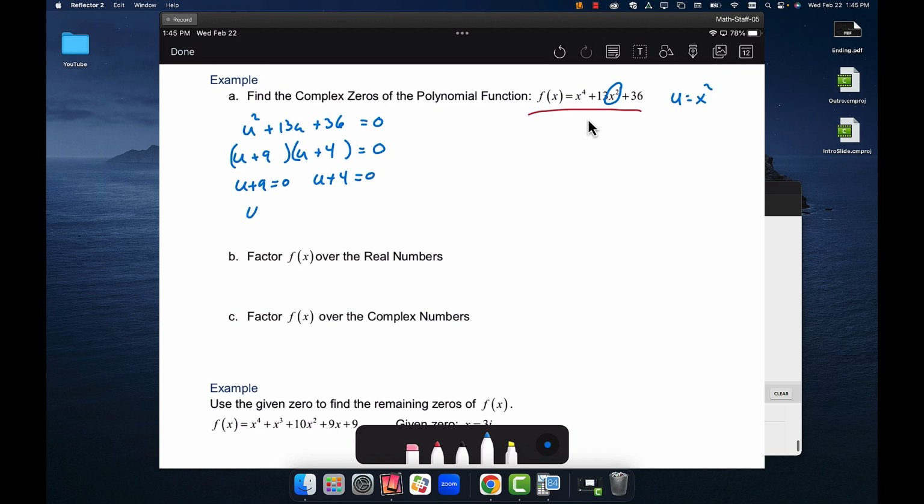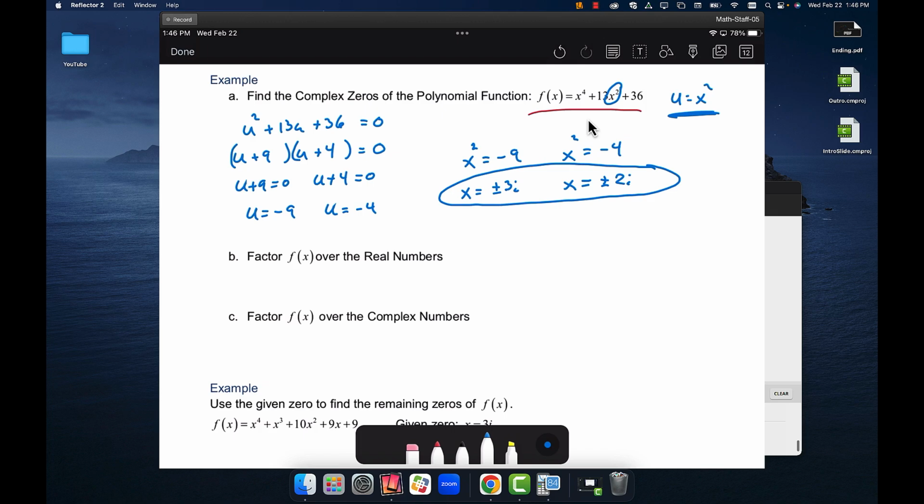And we get that u is equal to -9 and u is equal to -4. Keep in mind we don't want u, we want x. So we're going to resubstitute. We know that u is x squared, so x squared equals -9, and x squared is equal to -4. Square root of both sides, we get x is plus or minus 3i. Square root of both sides, we get x is equal to plus or minus 2i.